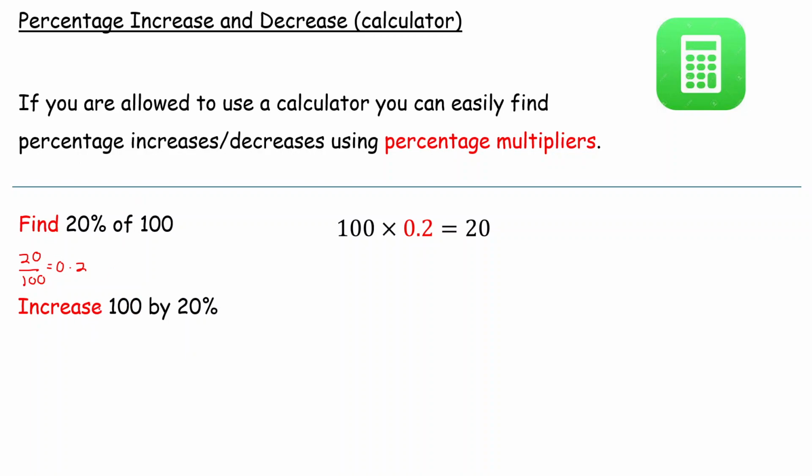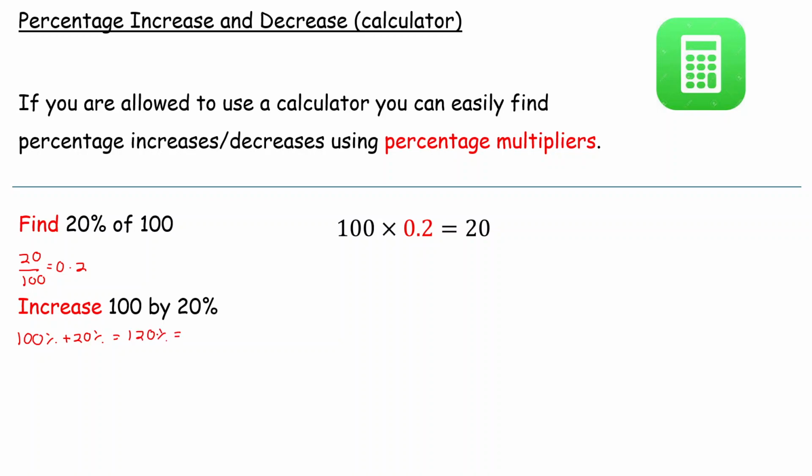If I want to increase 100 by 20%, well, this time I'm not finding a percentage of the number, I'm increasing by 20%. To begin with, I start off at 100%. 100% of a number is just itself, so 100% of 100 is just 100. If I'm increasing by 20%, well, I'm adding on 20%. Okay, so 120 is equal to 120%.